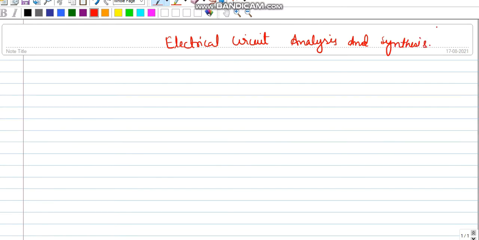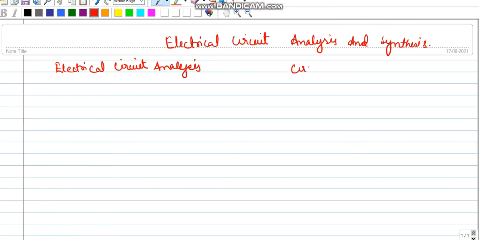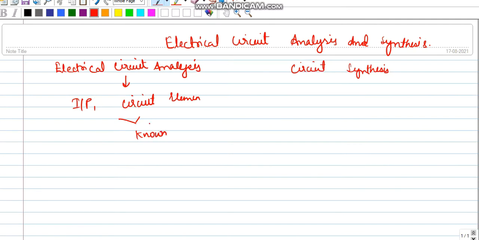So first of all, let us understand what the difference is between electrical circuit analysis and synthesis. The two terms we can see here: electrical circuit analysis, and the second term, circuit synthesis. What electrical circuit analysis means is that we will have the input and we will have the circuit elements. These two terms will be known to us, but the term that will be unknown will be the output.